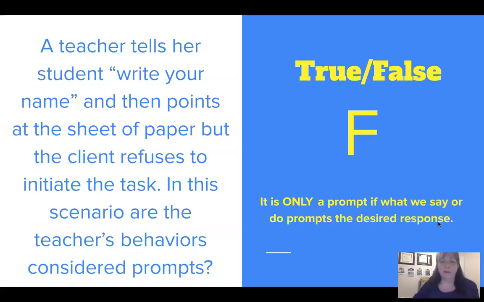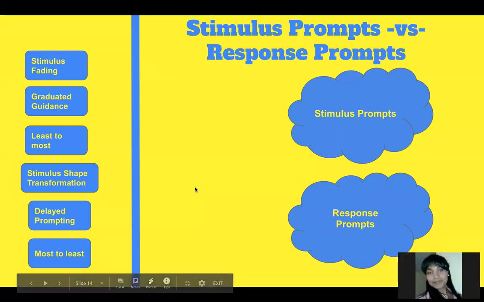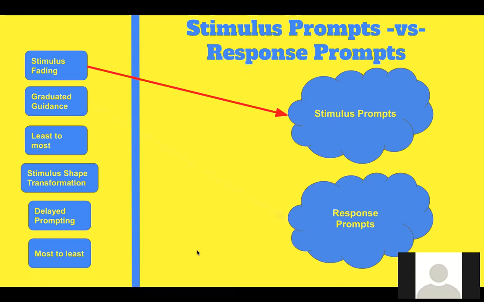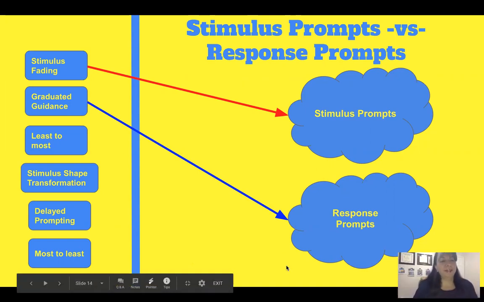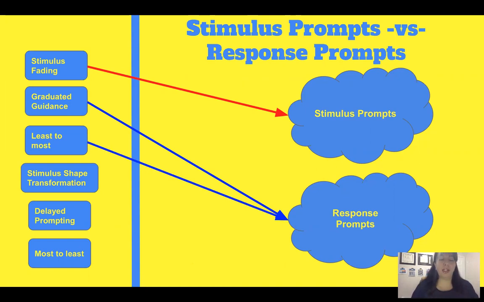Very good, guys. All right, so we're going to be doing matching just to figure out if we can identify what falls under stimulus prompts and what falls under response prompts. Who wants to tell me stimulus fading, what does it fall under? A stimulus prompt. Perfect. Graduated guidance. Response prompt. It's okay, we're learning. Least to most. Response prompt. Perfect. Stimulus shape transformation. Stimulus prompt.